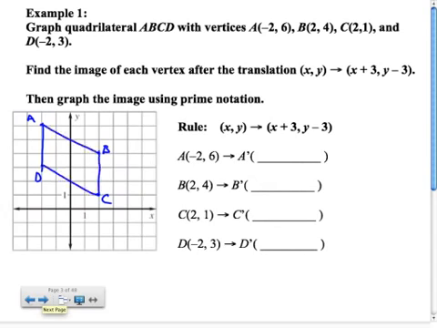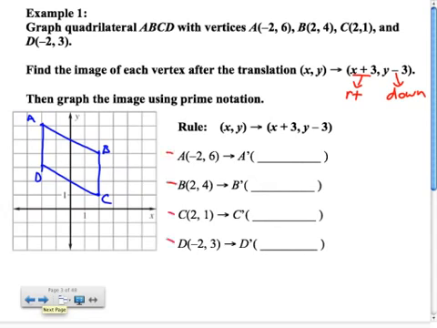It says find the image of each vertex after the translation x plus 3, y minus 3. And if you remember from first semester, all this means is +3 means go to the right 3 units, -3 from the y means go down 3 units. So the first thing we've got to do is just translate these. So you could go off of the graph, or we can use the coordinates here. And so we have -2, 6.